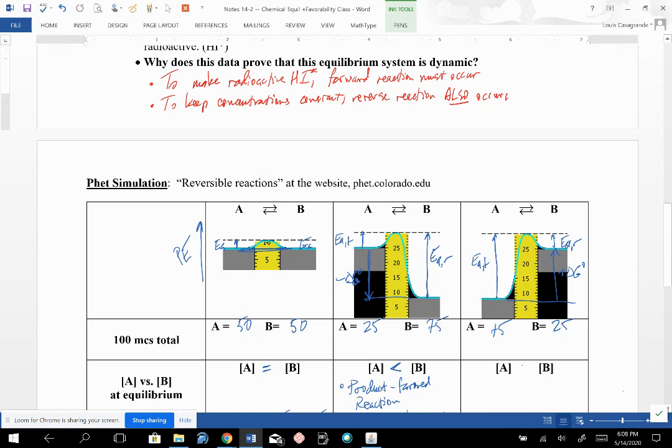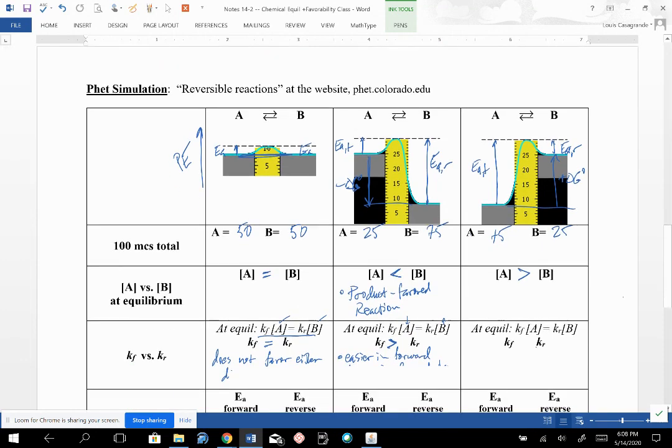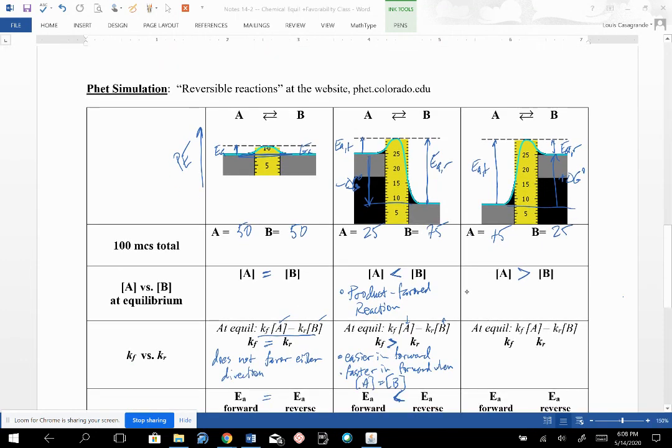So now the concentration of A is greater than B. And this is a reactant favored reaction. And there's actually quite a number of important reactions that are reactant favored, including the acid-base reactions that go on in your body.